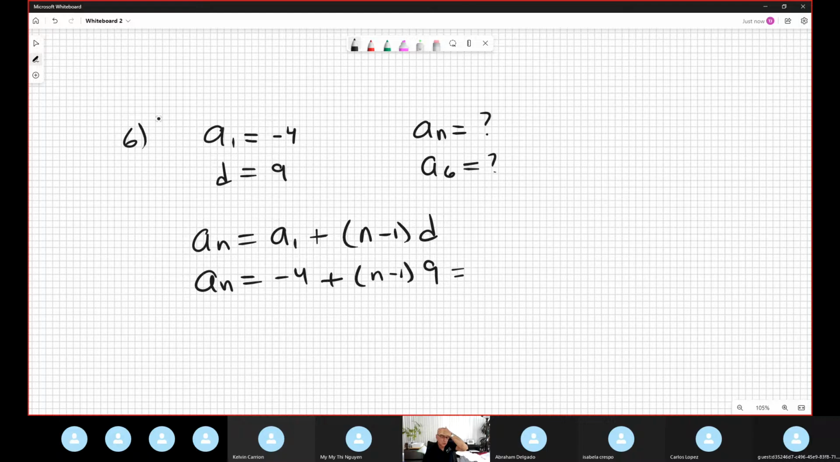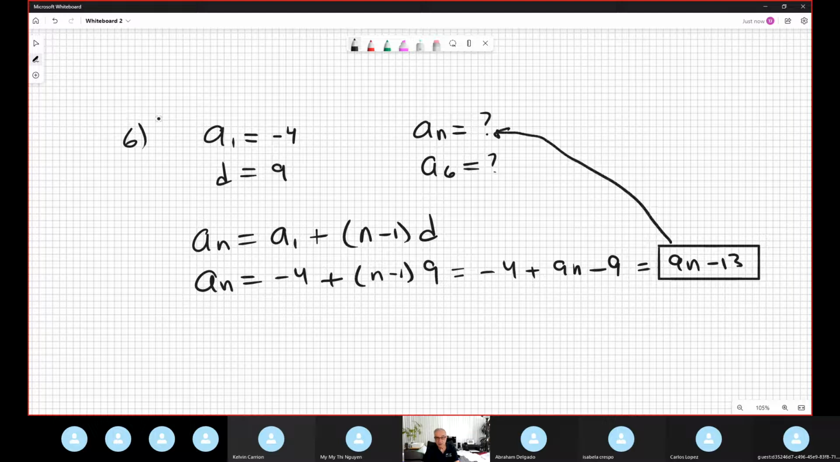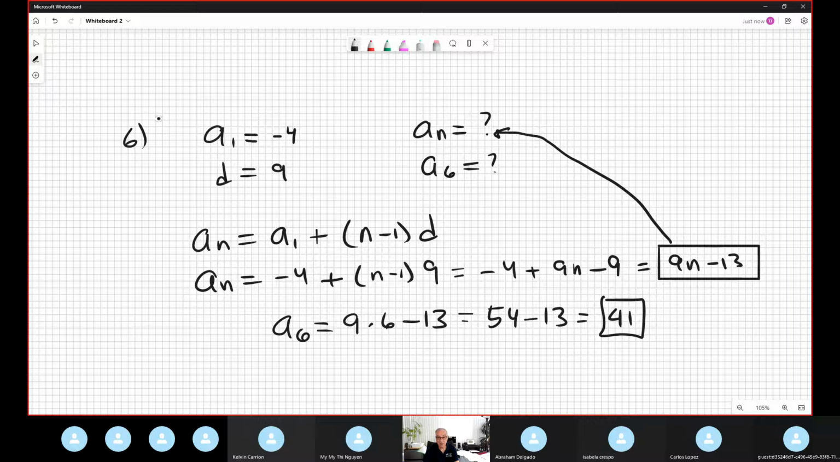Okay, leave it like that? No. We are doing some algebra to make this formula a little bit more understandable. So, -4 plus 9n minus 9. And -4 and -9 together is -13. So the formula is 9n minus 13. Boom. To find the specific position 6, plug it in. 9 times 6 gets 54 minus 13, and 54 minus 13 is 41. Boom. Final answer. Easy. No problem?